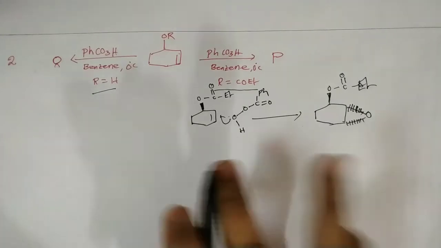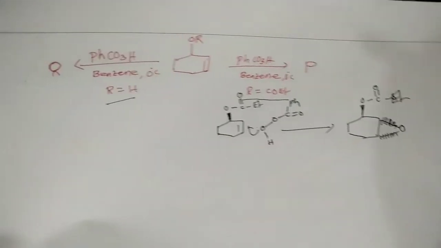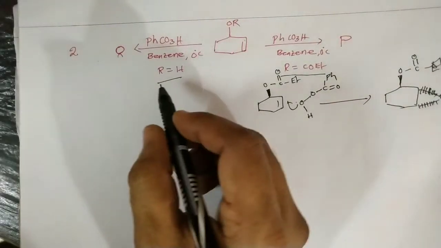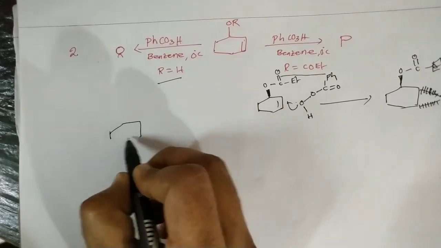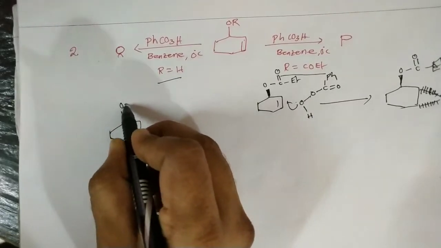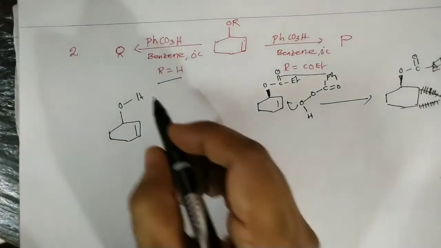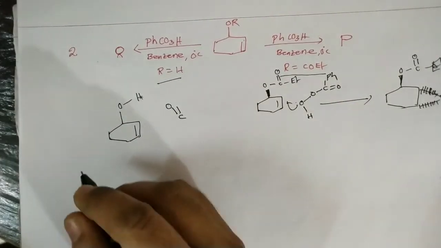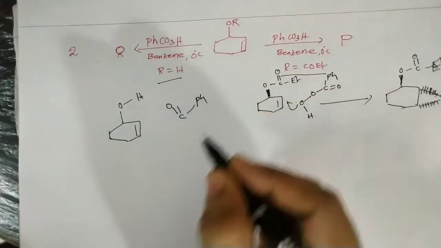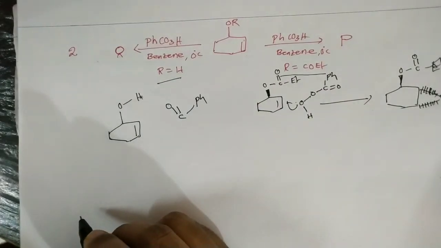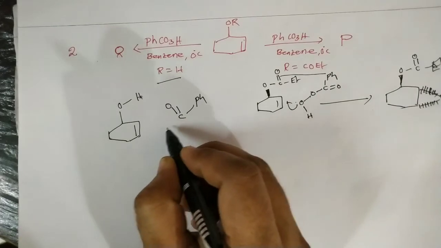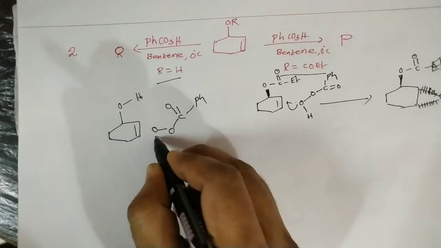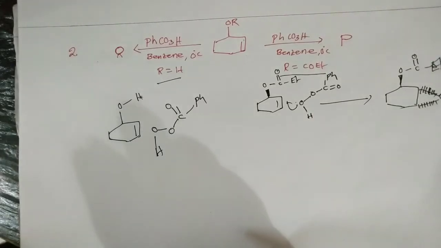Actually this one involves a cyclic transition state. If R equals H, that means in this case OH. Here is the double bond, here carbon, here there is a phenyl. And next, in this case oxygen, here there is oxygen, here there is a hydrogen.